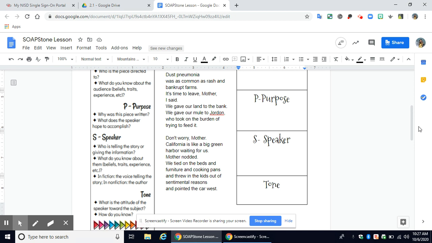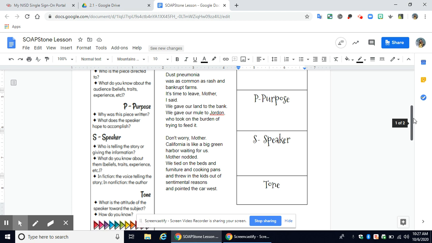The second S stands for speaker, and it is just who is telling the story or giving information. So specifically about the author. So what do you know about the author's beliefs, traits, or experiences that they may have gone through? And then in fiction, it would be the voice telling the story, but in a nonfiction piece, it would just be the author.